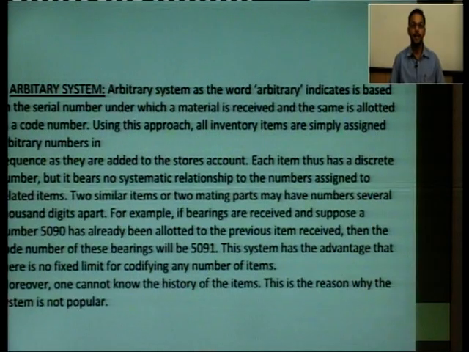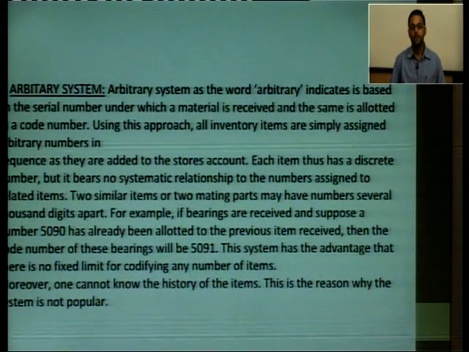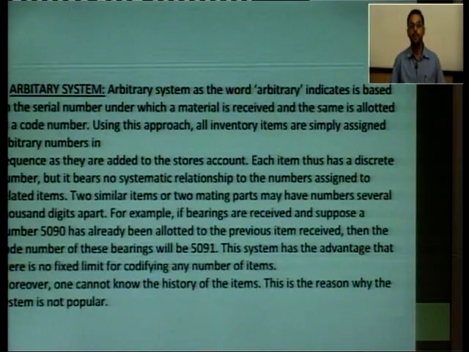In sequence, as they are added to the stores account, each item thus has a discrete number, but it bears no systematic relationship to the numbers assigned to related items. Two similar items or two mating parts may have numbers several thousand digits apart. For example, if bearings are received and the number 5090 has already been allotted to the previous item received, then the code number of these bearings will be 5091.